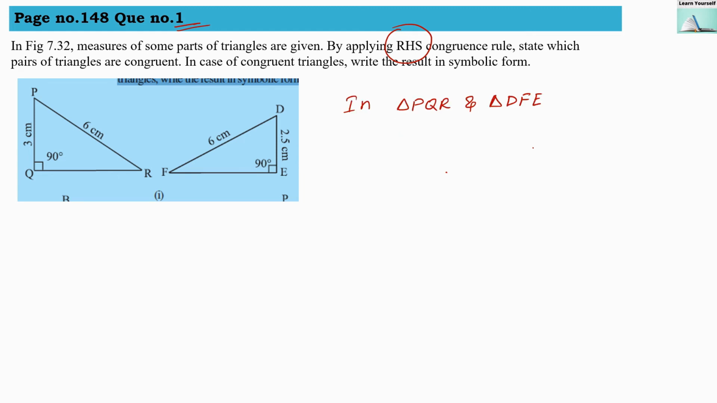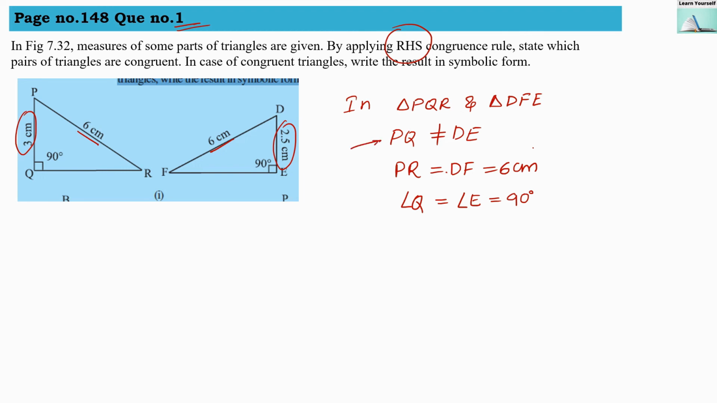So in triangle PQR and DFE, we can see that PQ is 3 cm, and here DE is 2.5 cm. So PQ is not equal to DE. Now other side, that is hypotenuse, is equal. So PR is equal to DF, equal to 6 cm. And angle Q is equal to angle E, and they both are right angle 90 degree. But here this side is not equal, so these two triangles are not congruent as per RHS criteria.